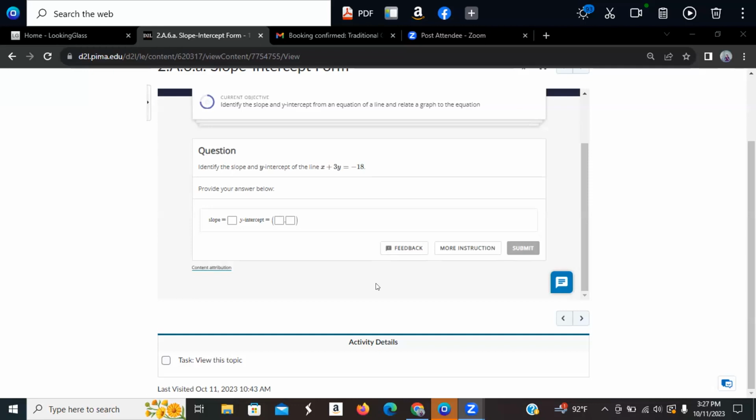How are you doing on this one? The slope is -1/3. Yes, you got it. Good job. And then the y-intercept is 0 and -6. You got it. Good job. All right.